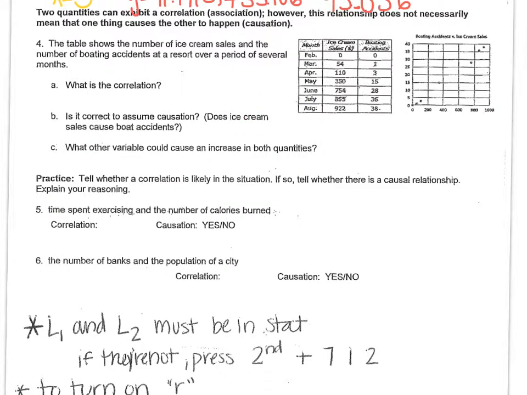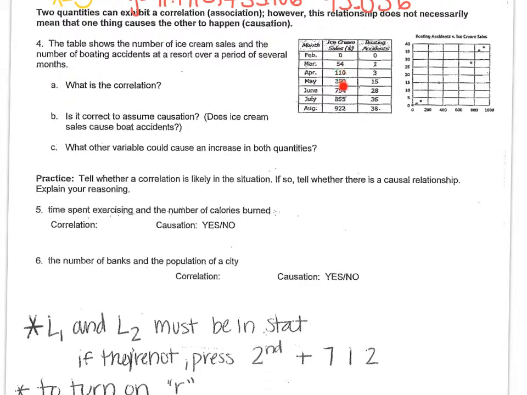So the last part of our lesson is about the difference between correlation and causation. So it's important to note that two things can be correlated, but that does not mean that one thing necessarily causes the other to happen. So for example, the table shows the number of ice cream sales and the number of boating accidents at a resort over a period of several months. So first of all, what is the correlation?